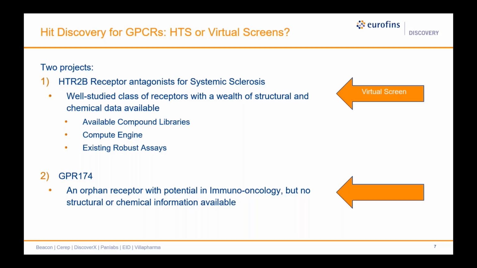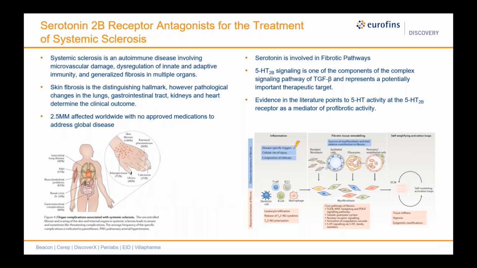Serotonin receptors are a well-studied class of receptors, and they have a wealth of structural and chemical data available. What we're going to leverage here are huge compound libraries, a big compute engine, and our existing robust assays. Of course, when you're trying to have a drug discovery project, you want to focus on helping the patients. And here we decided to go after the serotonin 2B receptor for the treatment of systemic sclerosis.